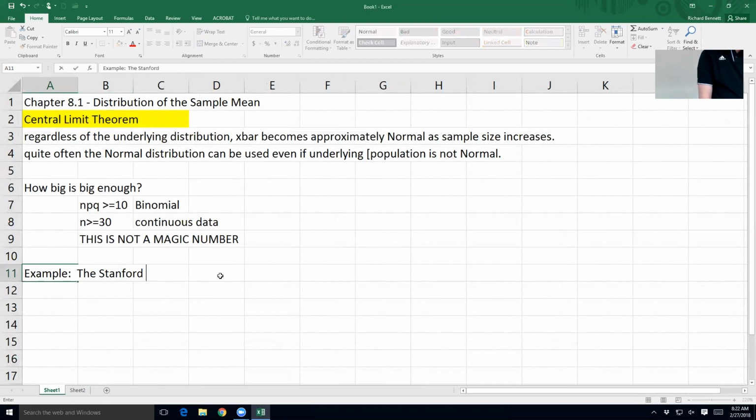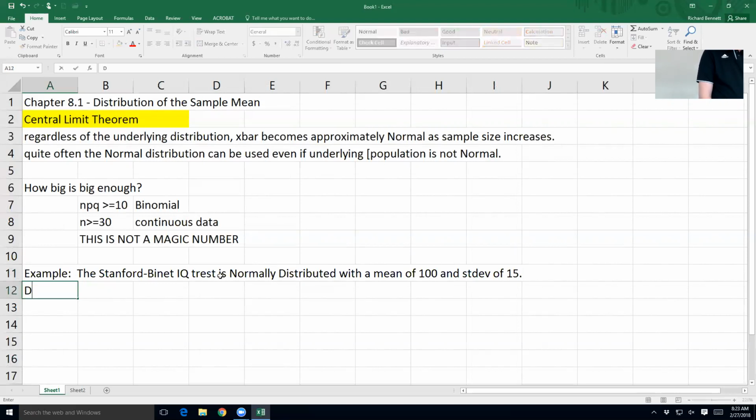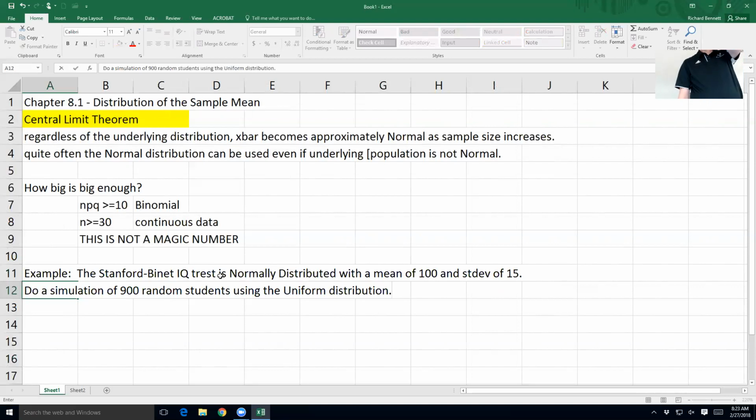The Stanford Binet IQ test is normally distributed with a mean of 100 and standard deviation of 15. Okay, we're going to do a simulation of 900 random students using the uniform distribution. Okay? All right, so we're going to do that on the next page.